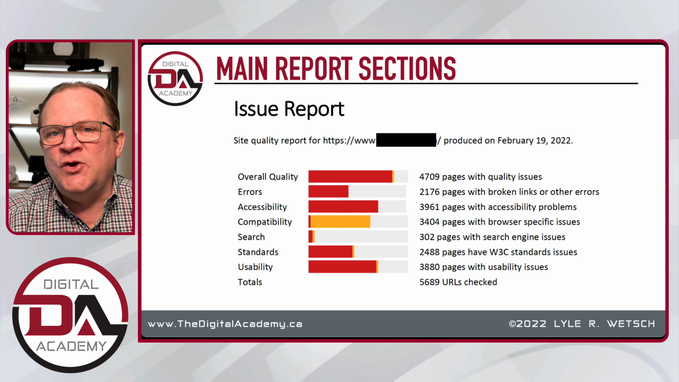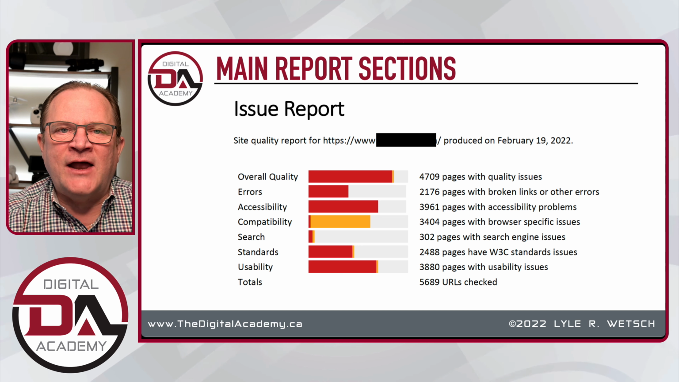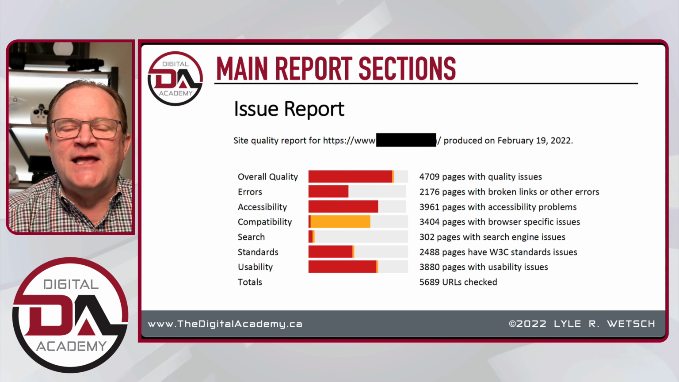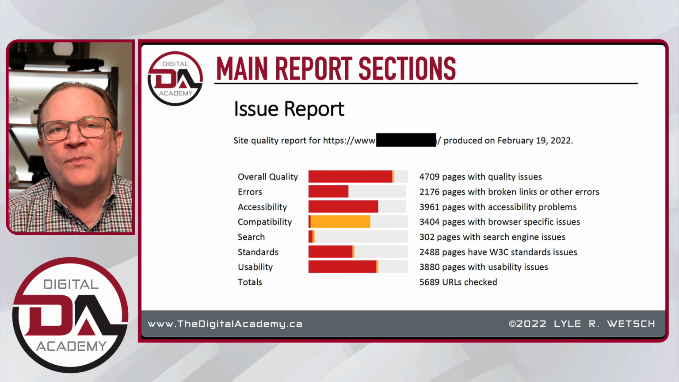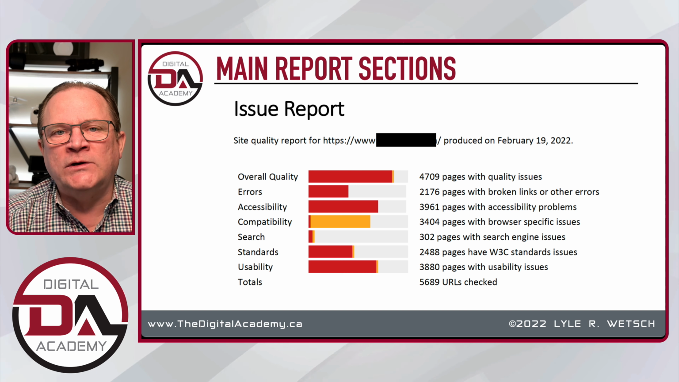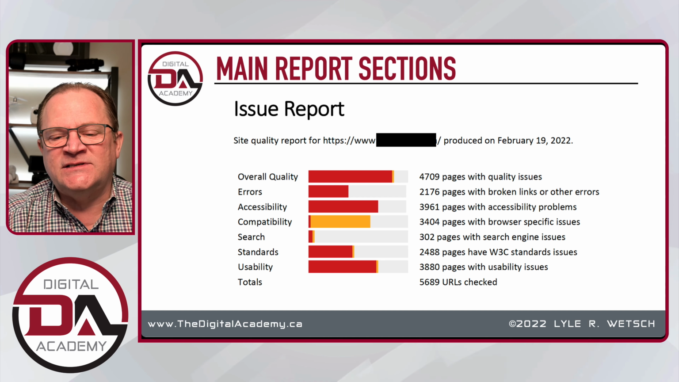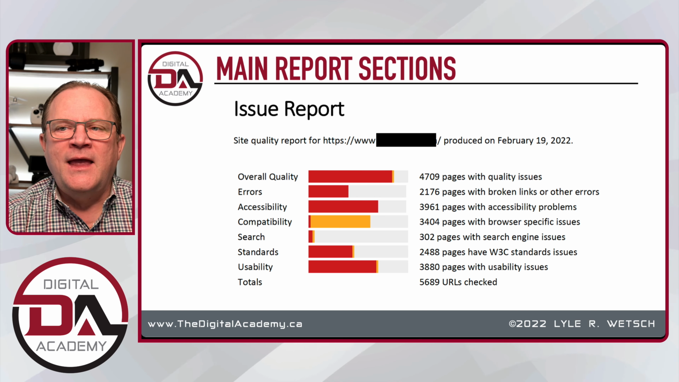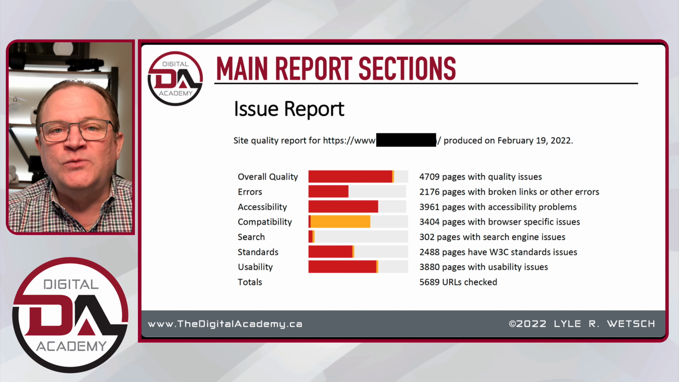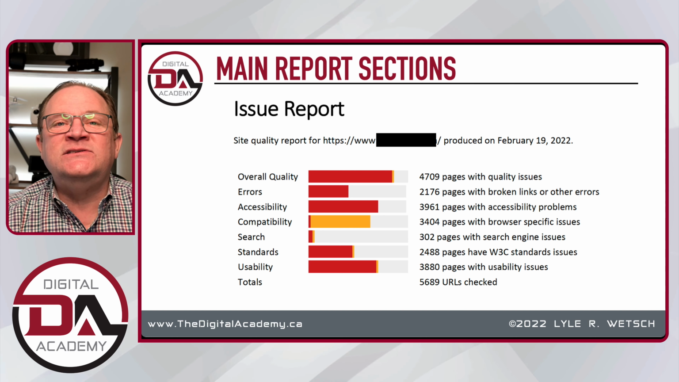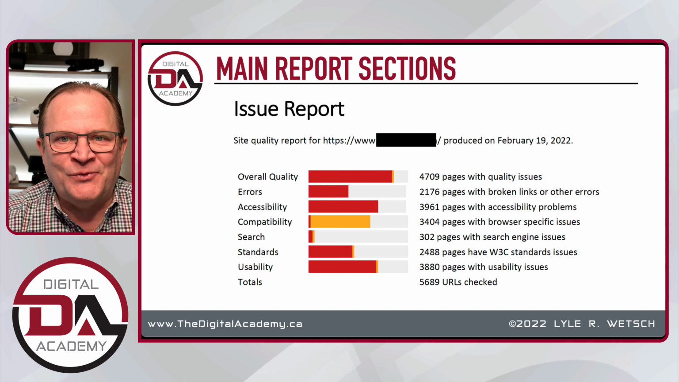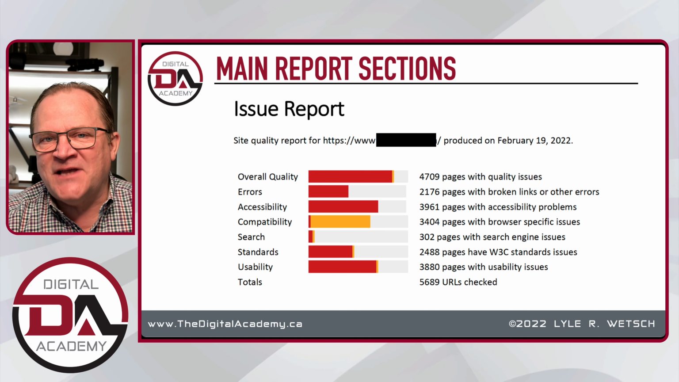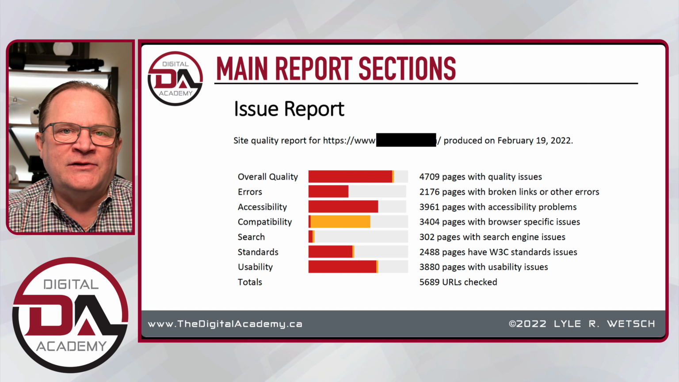So the first thing that you want to do is to take a look at that overall quality that says, in this case, 4,709 pages, and then take a look at the total number of pages that have been checked. In this case, 5,689. Although in a perfect world, you would have 0 pages that have quality issues, that's not likely going to be realistic. You're going to have some issues, you're going to have some challenges.